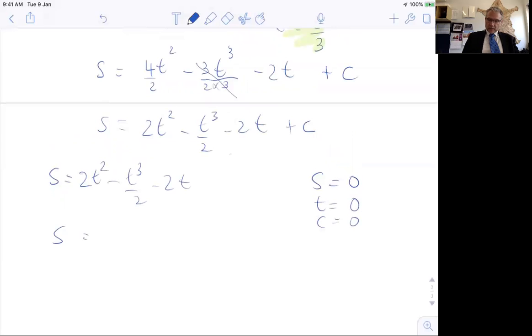All right, I'm going to stop it there, but we can see we can put 3 in here. I'll just tell you what the result is. 2 times 3 squared is 2 times 9, which is 18. Put that on the calculator. And then we go minus 3 cubed, which is 27, divided by 2. And then minus 2 times 3, which is 6, and we get a result of negative 1.5.